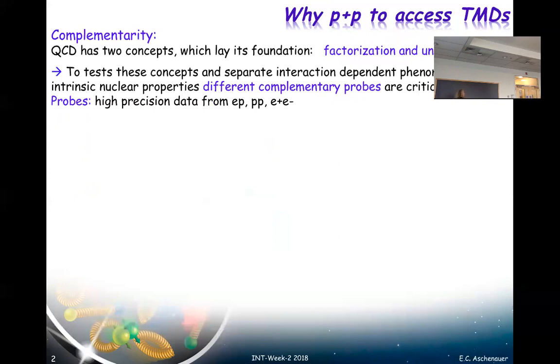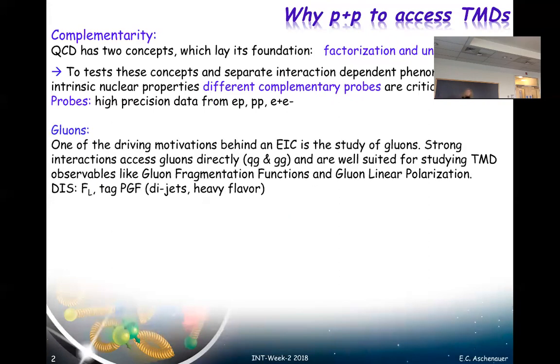And they are absolutely critical because if you measure it only in one process, you don't know whether it is actually interaction-dependent or an initial property. So you need high precision data from EP, PP, and E plus E minus to really have the full complementarity and to test these two foundations of QCD.